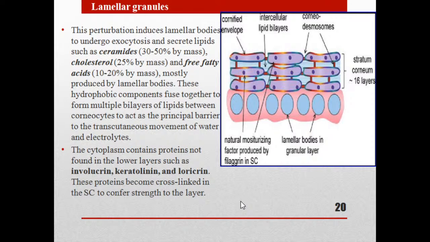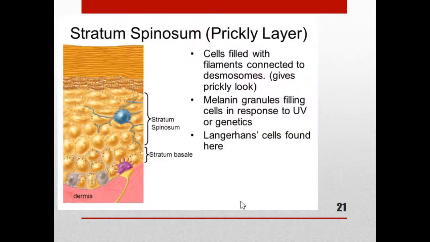The cytoplasm contains proteins not found in the lower layers, such as involucrin, keratolinin, and loricrin. These proteins become crystalline in the stratum corneum to confer strength to the layer. Stratum spinosum cells are filled with filaments connected to the desmosomes, which gives a prickly look. Melanin granules filling the cells are responsible for protection against ultraviolet. Langerhans cells are found here.